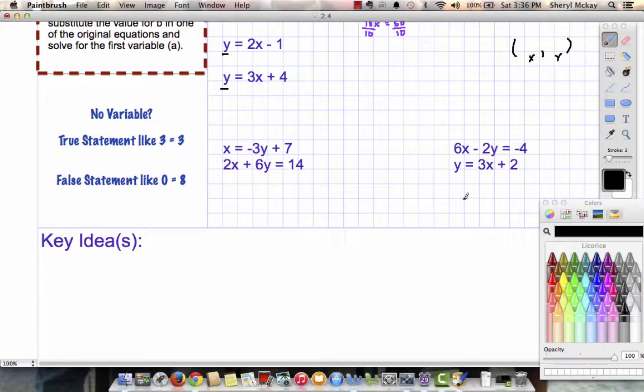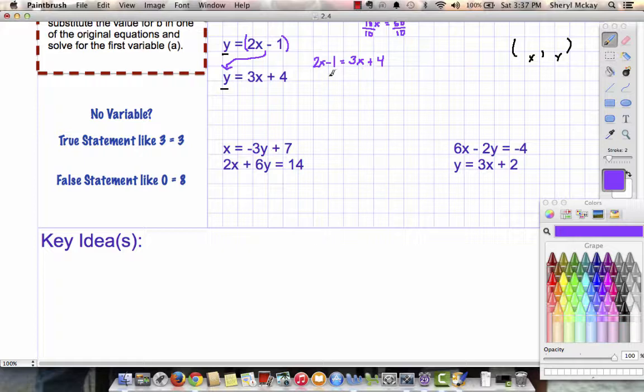So I'm going to take this y, which happens to be 2x minus 1, and I'm going to put it in place of this y over here. So if this y is 2x minus 1, then that means 2x minus 1 can go in the place of this y here, and there's really nothing else I have to do except write the problem. 2x minus 1 equals, so 2x minus 1 is y, equals the other one, which is 3x plus 4. And now all I have to do is solve it. So why don't you go ahead and solve it and see what you come up with.